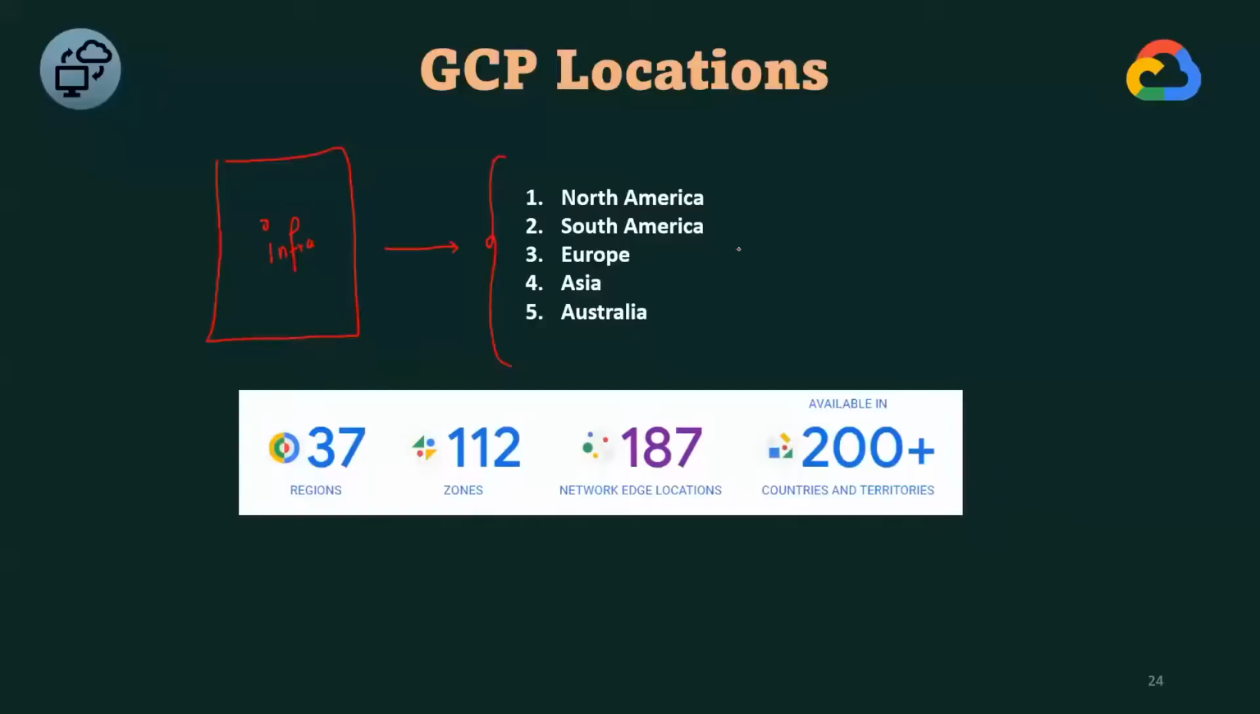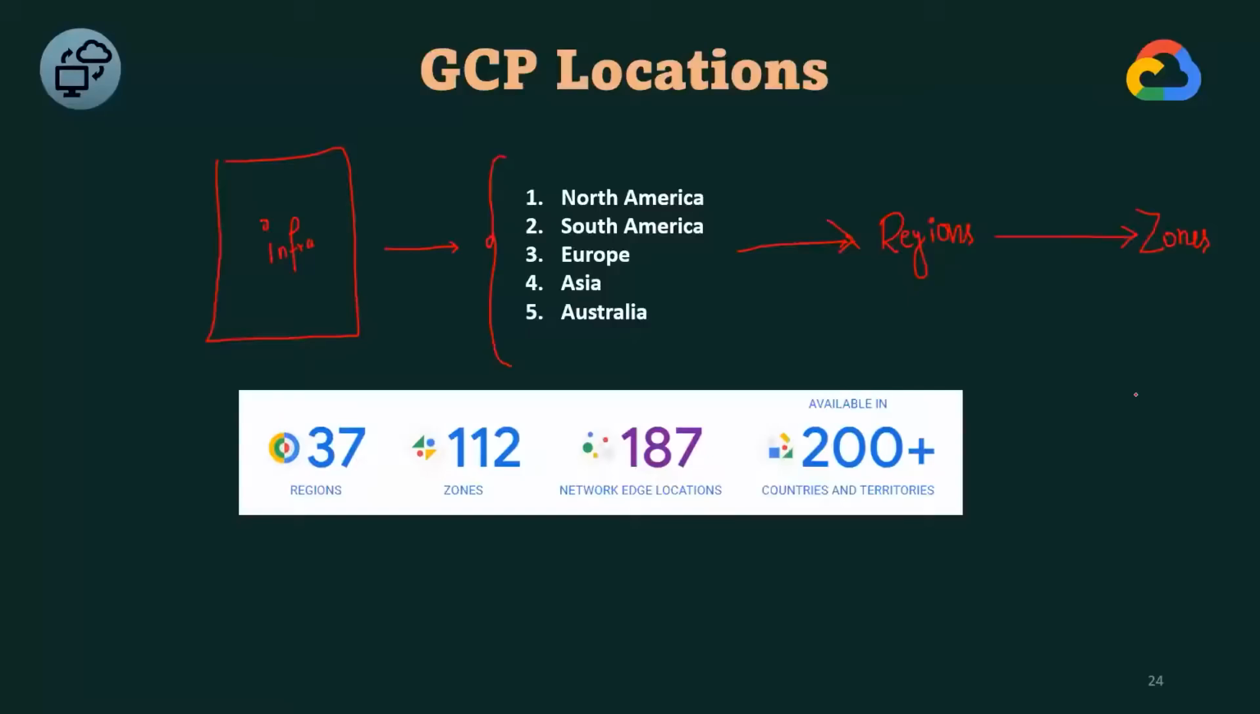These 5 locations are further divided into regions. These regions are further divided into zones. Why have they done this much division? It's because each and every piece of infrastructure should be available not only in one location but in all locations, all regions, and all zones, so that the availability of GCP's infrastructure will be very high. So the main agenda is that the availability has to be there.